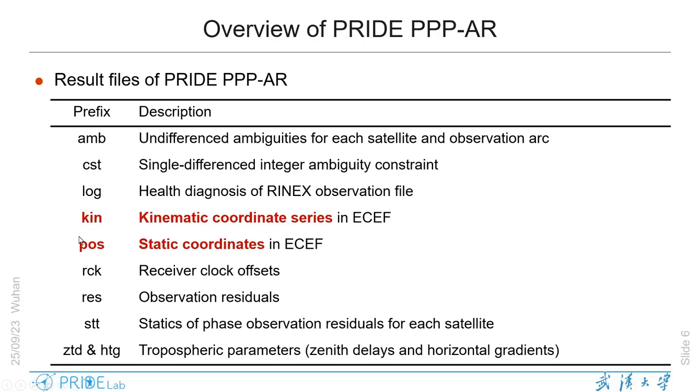And the kin file and the pos file are the most important for most users, as they contain the coordinates, and we will explain them in more detail in the next class. The other files may be useful in specific research fields, such as the CLK file for clock analysis, the RES file for multi-phase analysis, and the ZTD and HTG file for troposphere analysis.